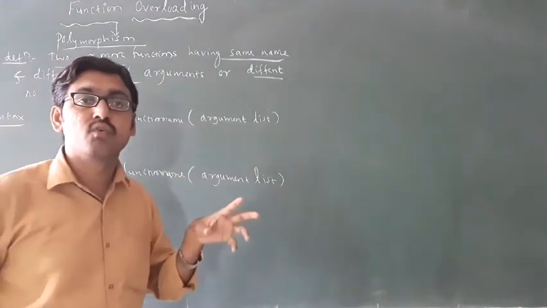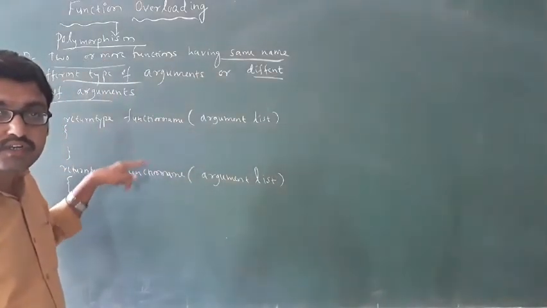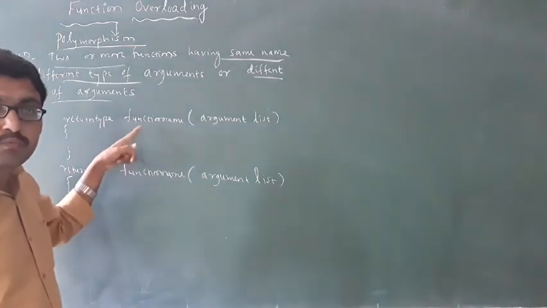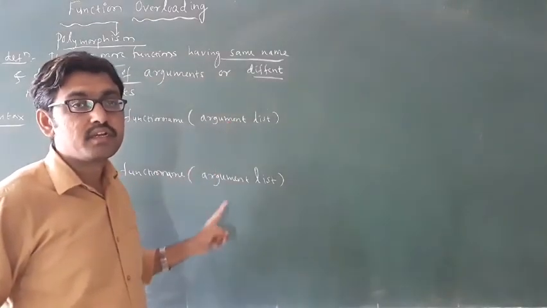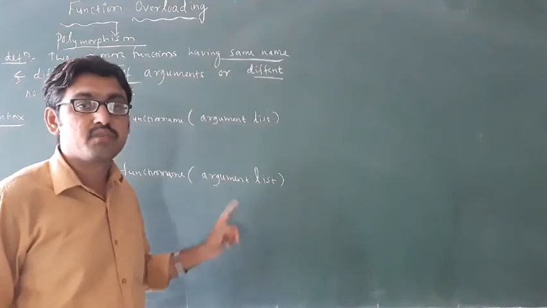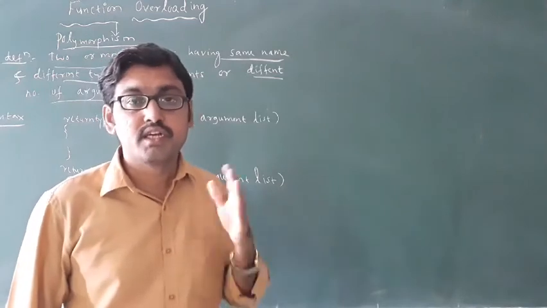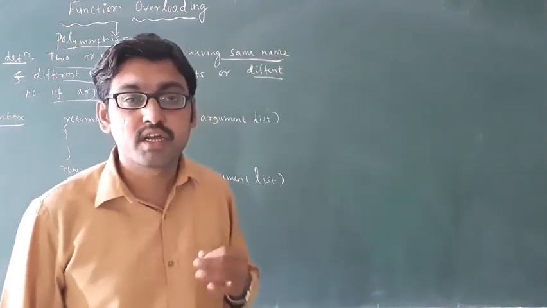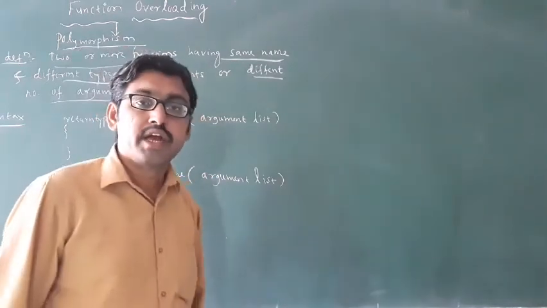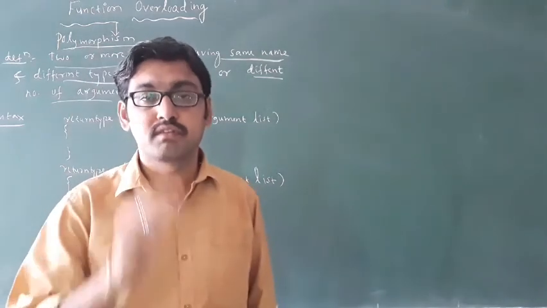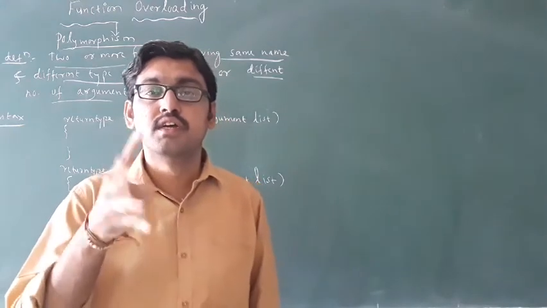In this, what is function overloading? Two or more functions having the same name but different types of arguments or a different number of arguments is called function overloading. First you have to know the example, then you can understand it. I am writing a small example: addition of two numbers and addition of three numbers. Addition of two numbers needs two arguments, and addition of three numbers needs three arguments.